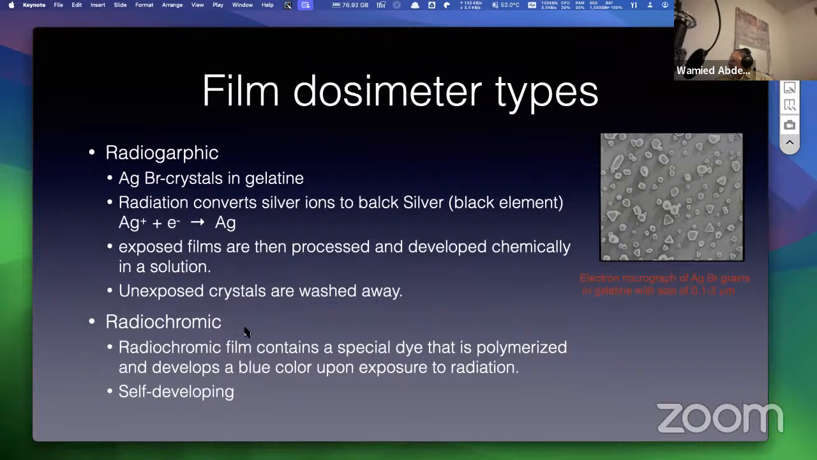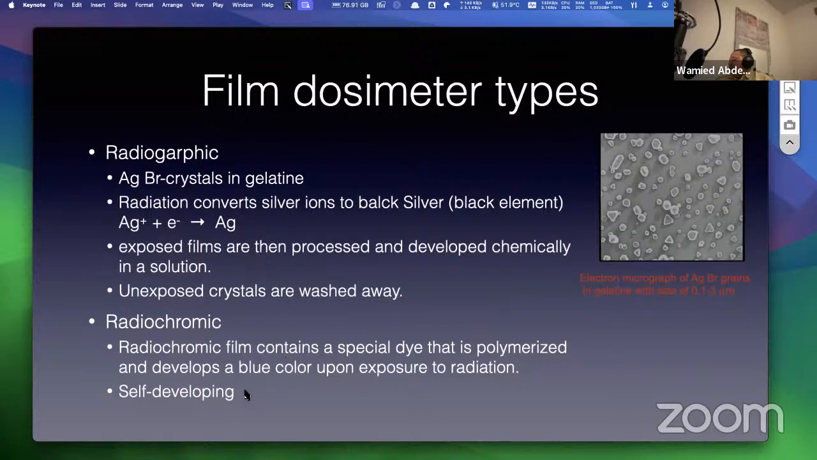A radiochromic film works a little bit differently. It consists of a special dye that is polymerized and develops a blue color upon exposure to radiation. I don't know if these are blue; this is the old chromic films. The newer ones, I don't see a bluish color. But anyway, the way they work is a bit different from radiographic films.